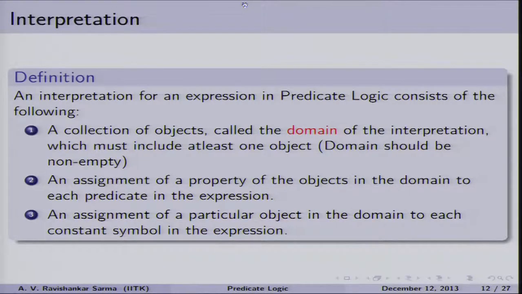Then you need an assignment of a property of the objects in the domain to each predicate in the expression, and an assignment of a particular object in the domain to each constant symbol in that expression. That constitutes what we call an interpretation.